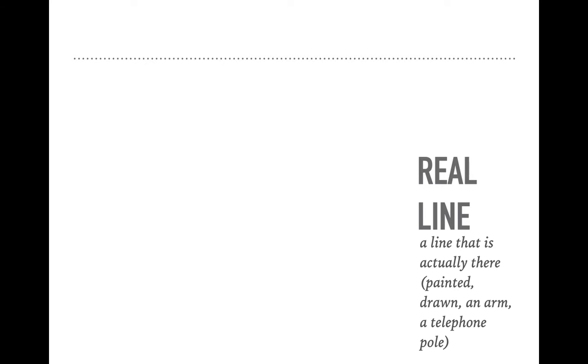So, a couple of vocabulary words. Real line. Real line is a line that is actually there. You might say, oh, but Miss TV, isn't every line actually there? Well, no, and I will get to that. But a real line is a line that's actually there. So the edge of something. If you drew a line in your notebook, that would be a real line. A telephone pole is a real line, or a spoke on a bicycle wheel.